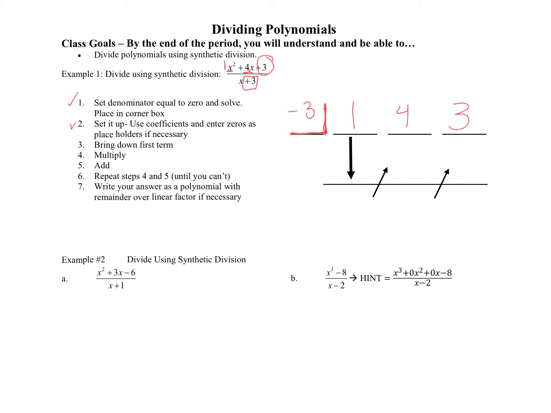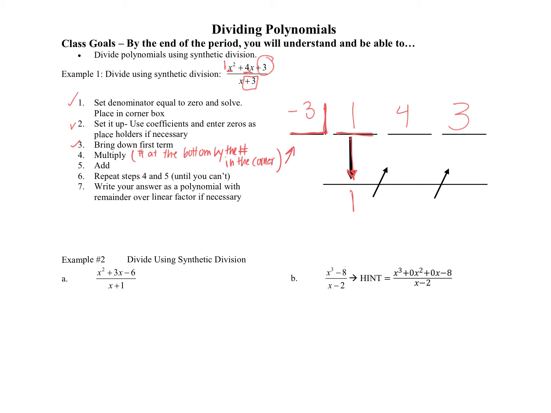So now I'm on step 3. And my step 3, you can see by my arrow here, is to bring down my first term. So whatever term is in that first line is coming straight down. Nothing is happening. Okay? So that's step 3. Step 4 is always to multiply the number at the bottom by the number in the corner.